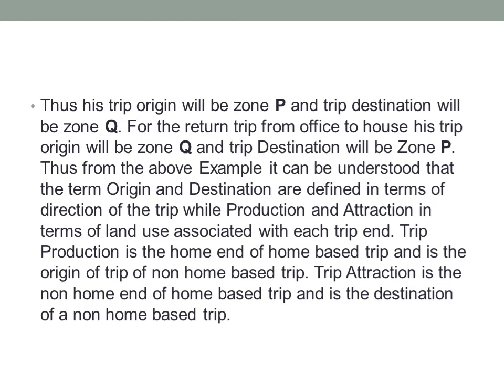Zone P. Thus, from the above example, it can be understood that the terms origin and destination are defined in terms of direction of the trip, while production and attraction are in terms of land use associated with each trip end. Trip production is the home end of a home-based trip and is the origin of a non-home-based trip. Trip attraction is the non-home end of a home-based trip and it is the destination of a non-home-based trip.